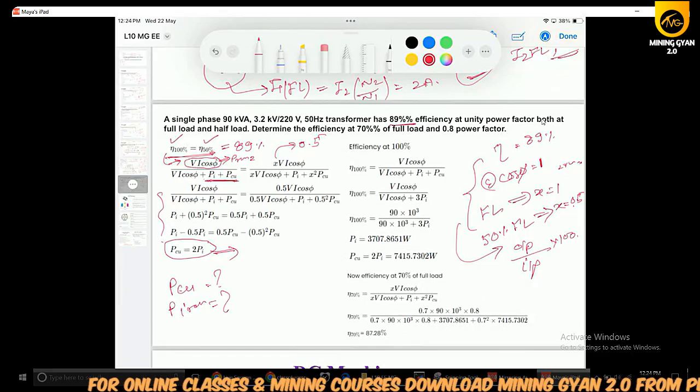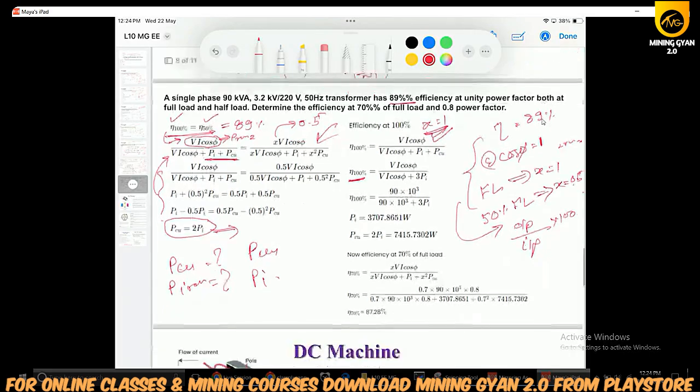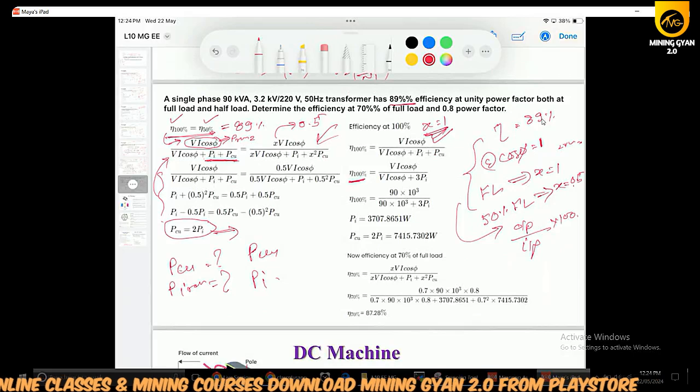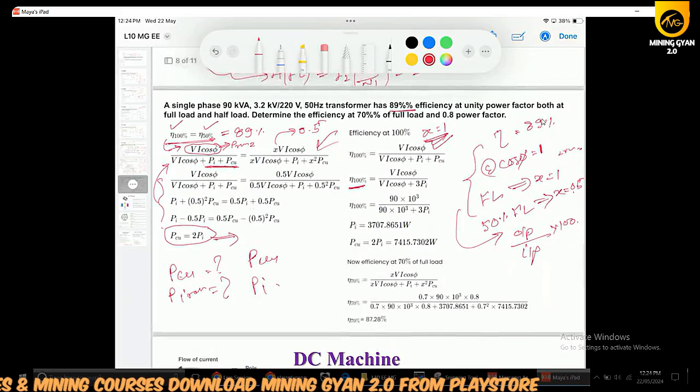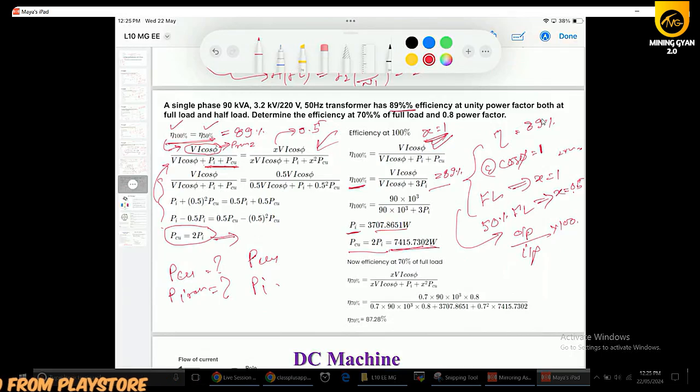Then put this condition in either this equation or this equation, such that you will get the values of Pcu and Pi. So we are putting these values into this equation, the efficiency at 100%. Obviously x will be 1 in this case at the full load condition. So the efficiency at 100% will be 89%. Putting these values you will get the iron loss this much, and the copper loss will be 2 times the iron loss, and that will be this many watts.